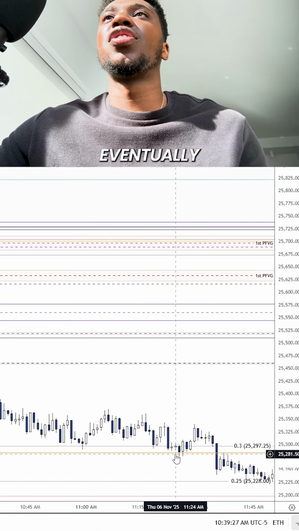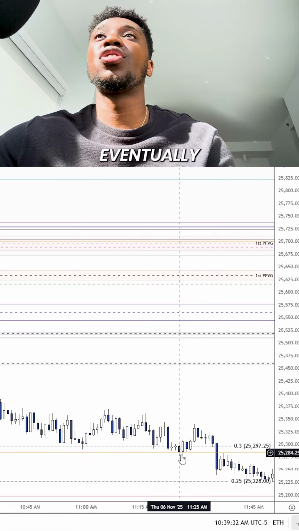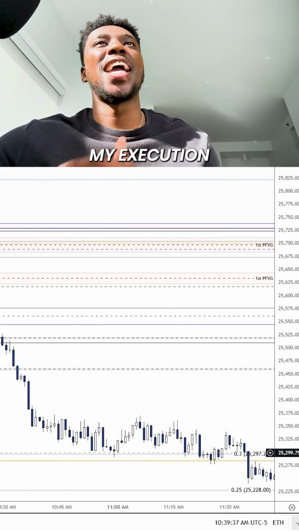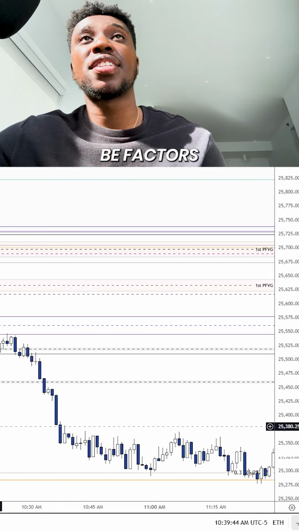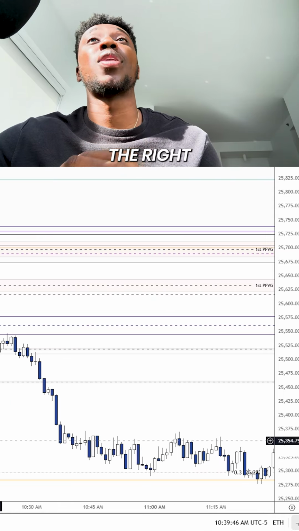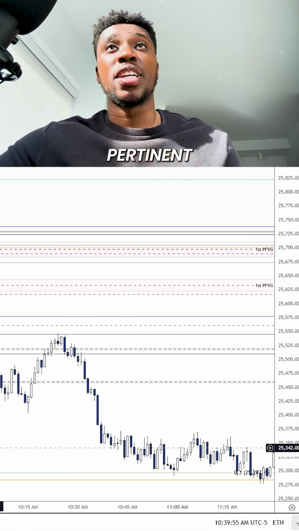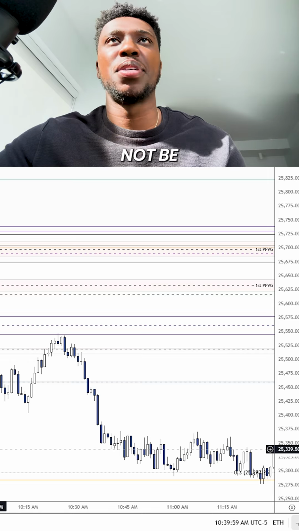Now, as you can see, we eventually go to where I want to head for, right? As you can see, we eventually head to where I was targeting. So my direction was right, but my execution was poor. And why was that? Even though the trade looks good, there may be factors that invalidate this being the right time to enter. And I'll give you a couple. Keep in mind, this becomes even more pertinent when there's at least 2 or 3 invalidating factors. You should definitely not be taking that trade.